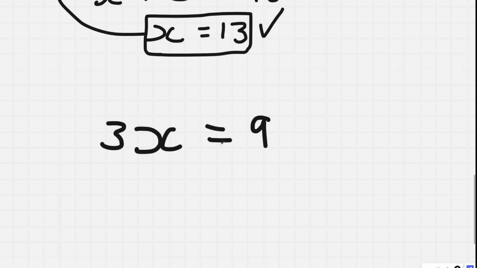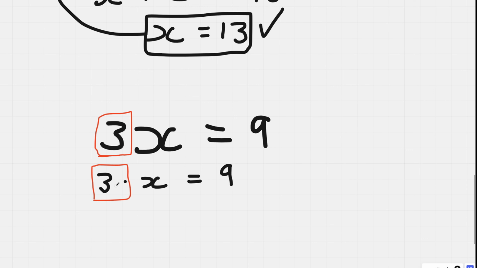Okay, we have 3x equals 9. Okay, so there's nothing adding or subtracting here, but I do have this extra 3. But what's going on is actually 3x is the same thing as 3 times x equals 9. So I have this 3 that I'm multiplying, and I don't want to multiply. I just want to get rid of it.